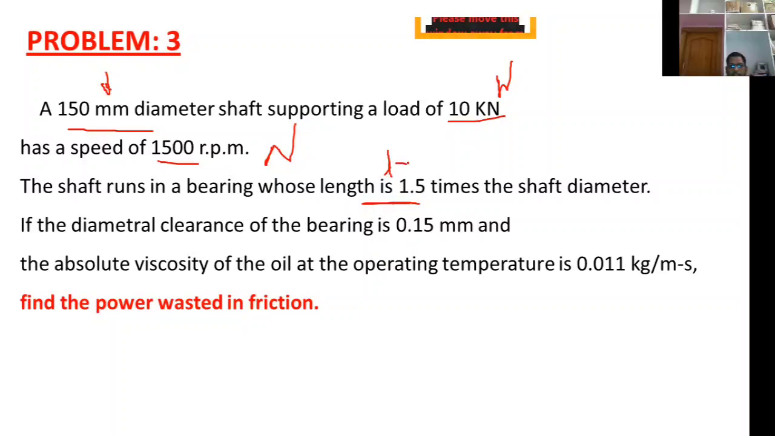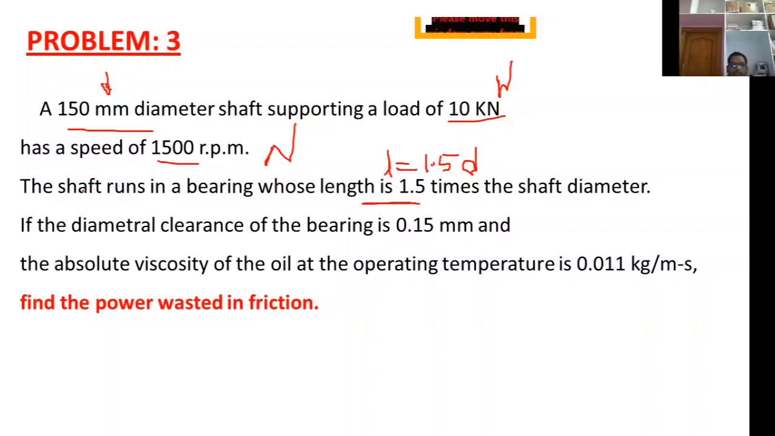Okay, L is given, that is L equal to 1.5 times the shaft diameter. That means length of the shaft equal to 1.5 times diameter, means 1.5 into D. This is the value of length of a bearing.